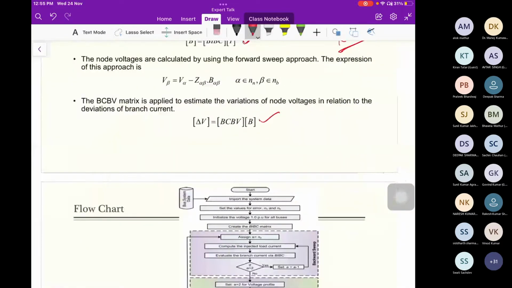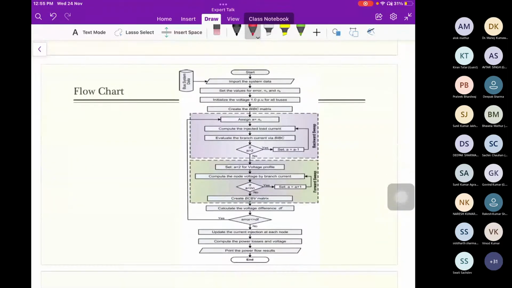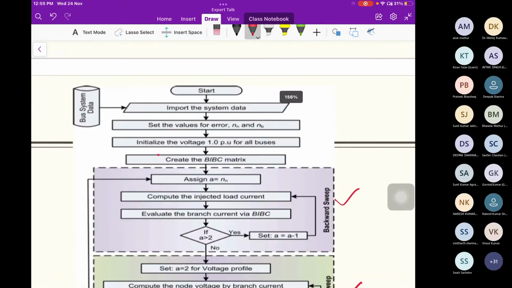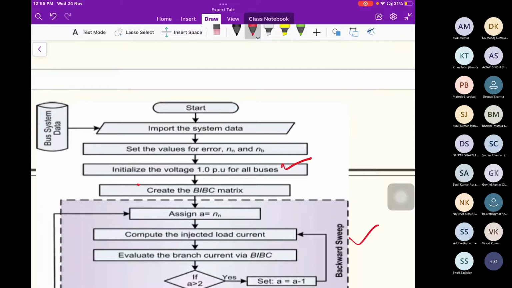So the flow chart is following the same process. In this condition, the backward sweeping conditions will be used, and in this condition, the voltage will be calculated. So this is the forward sweeping condition. And this one is the starting condition. In the starting condition we have assumed the initial voltage per unit, the number of buses, number of nodes, and the error value. And we have to import the data. What data will we import? Line data and load data.